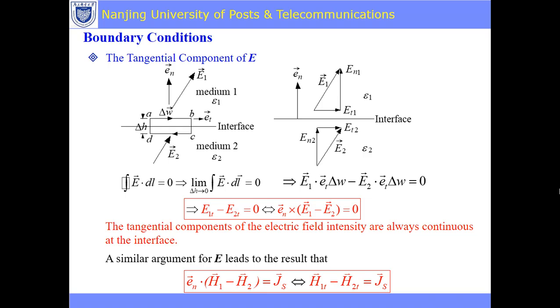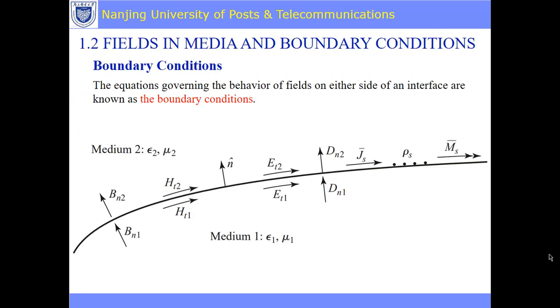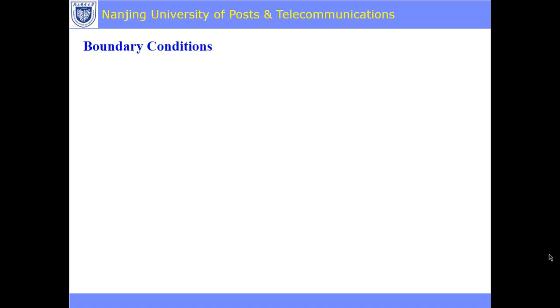We say, well, the tangential components of electric field intensity are always continuous at the interface. Well, you can look at this figure, right? Tangential components are moving along the surface, no change, they are continuous, right? When there is no change, that means they are continuous. If they are continuous, then what does that mean? How can I explain that?